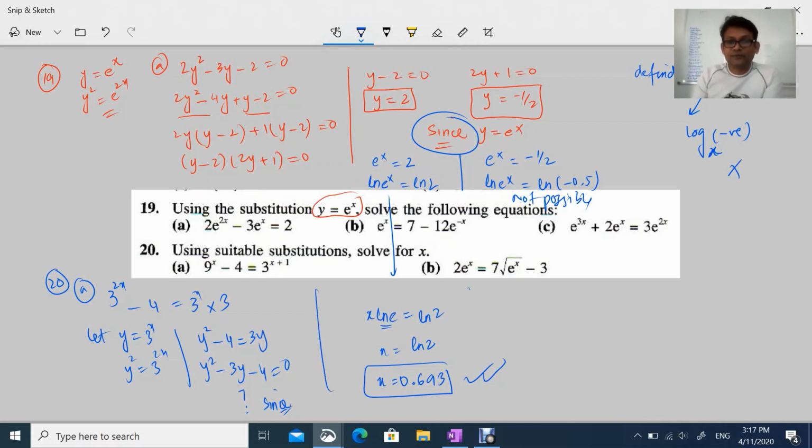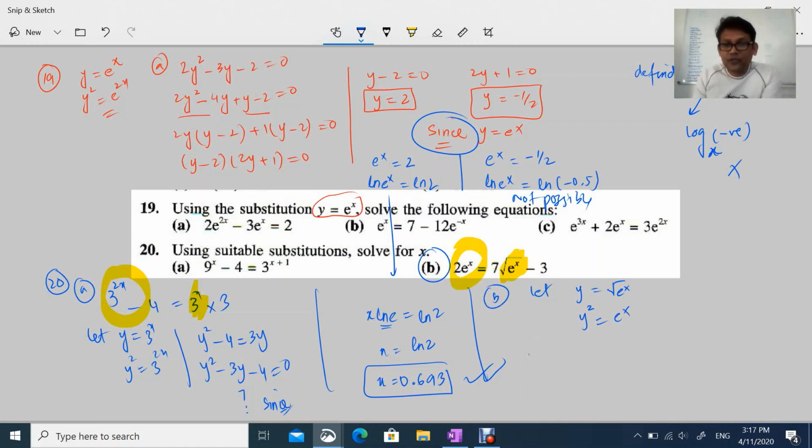Okay, done. Part B, I would like to suppose something. This e power x here is smaller than this part, so the smaller part will always be supposed. Let y is equals to under root e power x. What do you mean by this? When I make a square both the sides, this square root will be cancelled. So this is the way you can suppose.